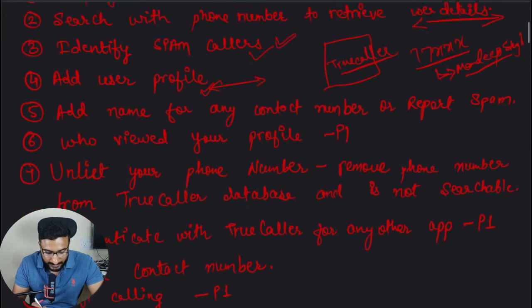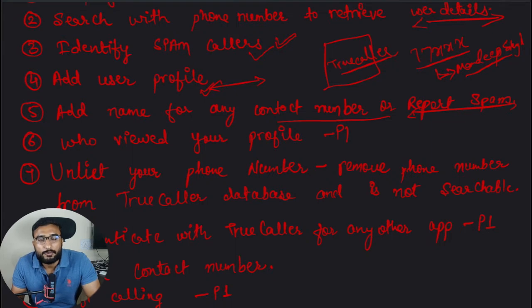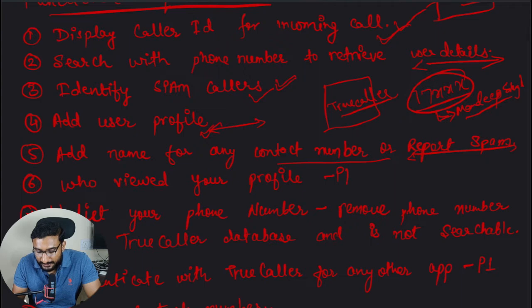Fifth functionality will be add number for any contact number or report spam. There will be a functionality in the application that for a particular number you can suggest the name. Let's say I know that this number is associated with a particular name, so I can suggest to Truecaller that this number belongs to this Mandeep Singh person.